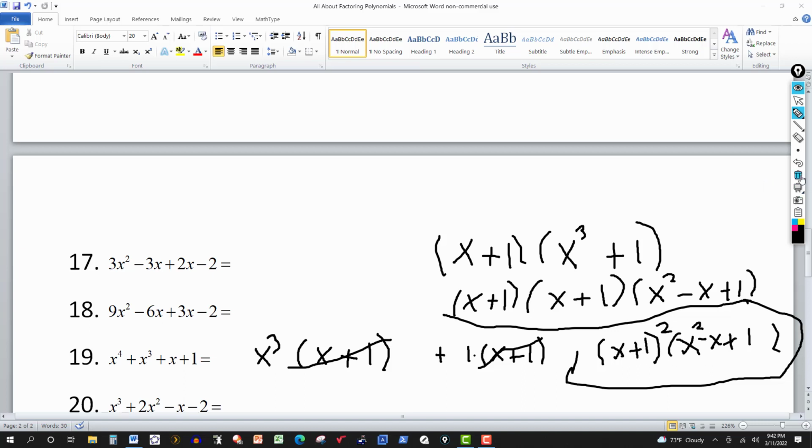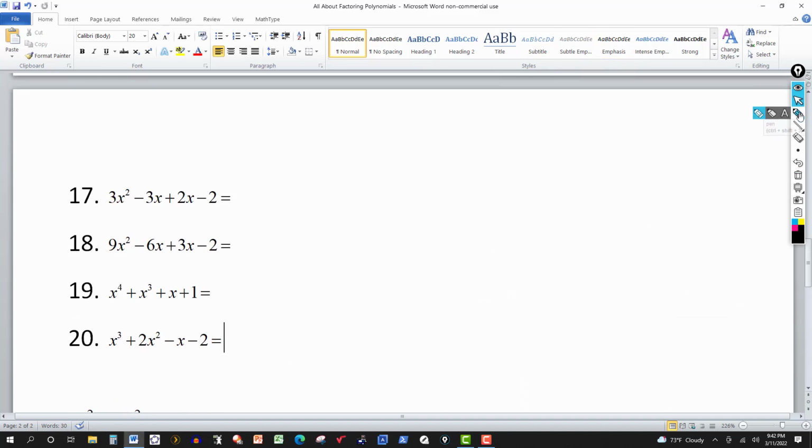Let's clear this. Now the third one, number 20 rather, is another one where it doesn't work like the earlier ones. Again, I can't just add these. I have to do grouping for this one, because I can't add the x squared with the minus x. So what I do here is group the first two together, and I'm going to take out a factor of x squared from that one.